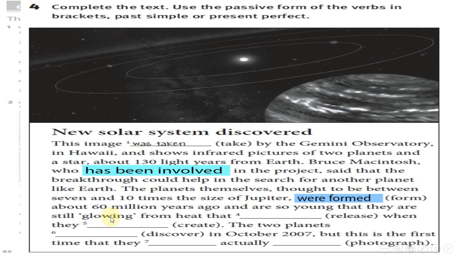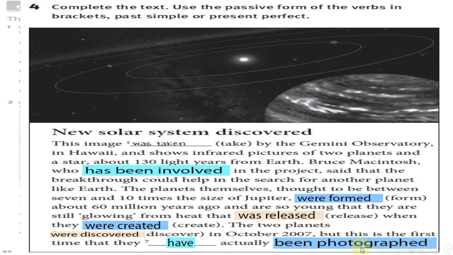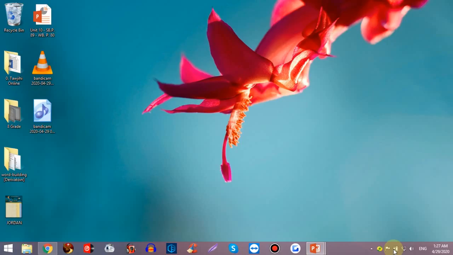They are still glowing from the heat that was released when they were created at that time in the past. Okay, the 2 planets were discovered in October 2007, but this is the first time that they have actually been photographed.